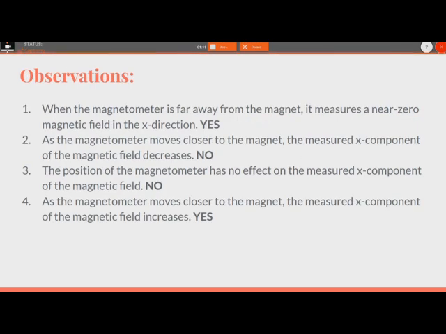So some observations I had: when the magnetometer is far away from the magnet, it measures a near zero magnetic field in the x direction. Yes, I found that to be true. As the magnetometer moves closer to the magnet, the measured x component of the magnetic field decreases. No, I found that actually it increased. And the position of the magnetometer has no effect on the measured x component of the magnetic field. No, that is not true. And like I said, the last one I found to be true.